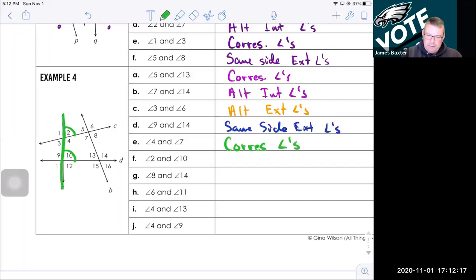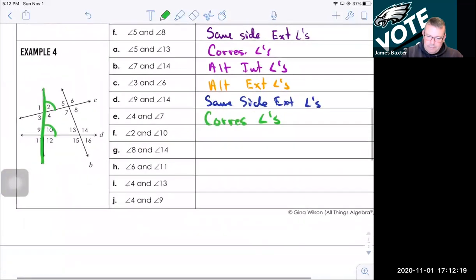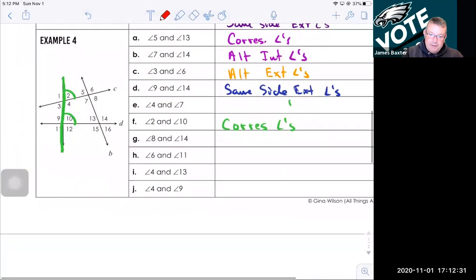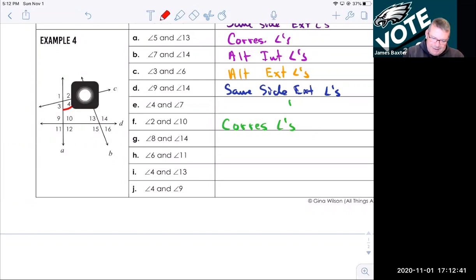Oh, I skipped one, didn't I? Let's go back and do that one. Oh, yellow doesn't show up well. Red. Okay, so 4 and 7. I skipped 4 and 7. We can do it. So 4 and 7. There is 4 right here. There is 7. So it's this grouping of angles, which means C is my transversal. They're both on the inside. They're both on the same side. So the same side interior angles.